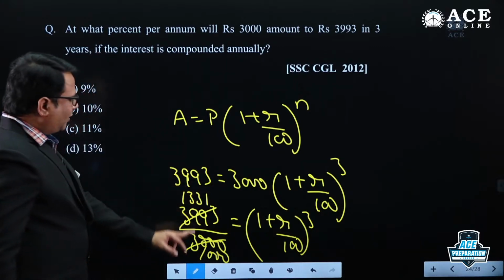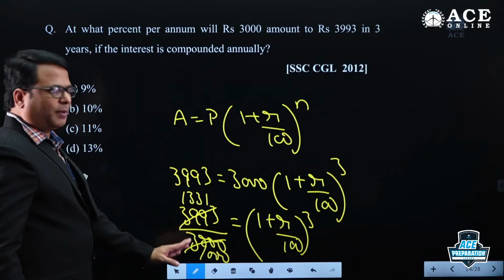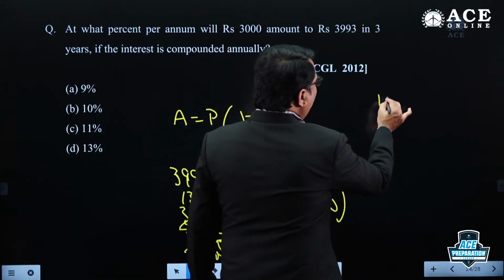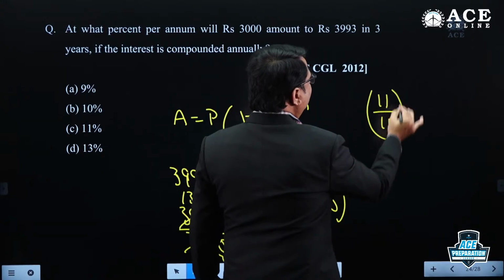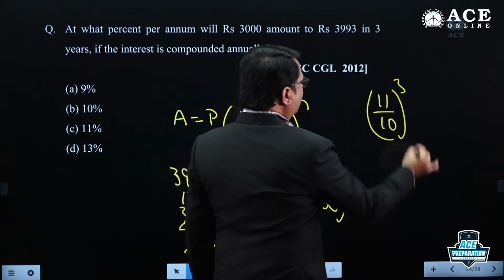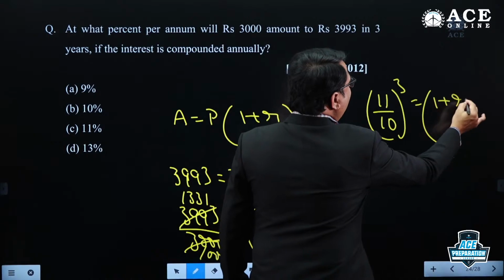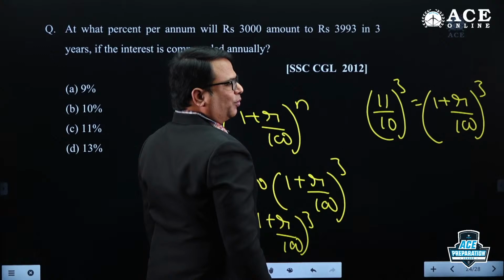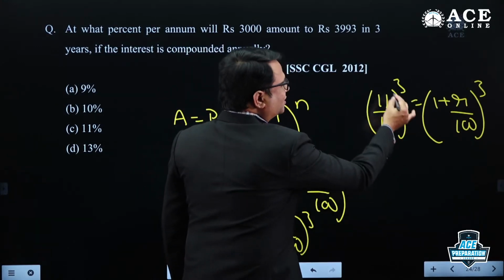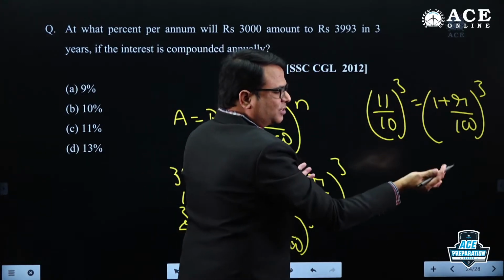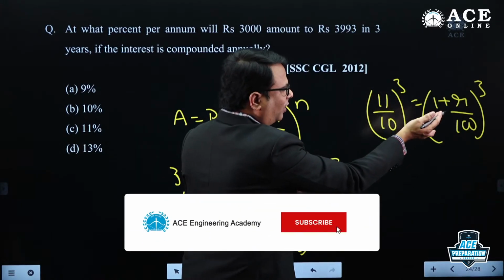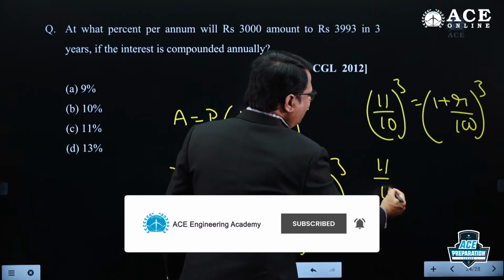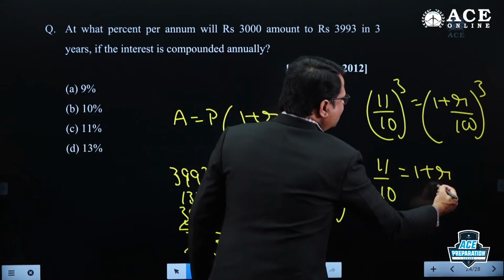Now 1331 by 1,000. I'm just cancelling by dividing by 3. So 1331 by 1,000 is nothing but (11 by 10) whole cube. (11 by 10) whole cube equal to (1 plus R by 100) whole cube. Now if you see here power 3, here power 3. Left hand side is equal to right hand side and powers are also equal. And when powers are equal, bases are also equal. So, 11 by 10 equal to 1 plus R by 100.